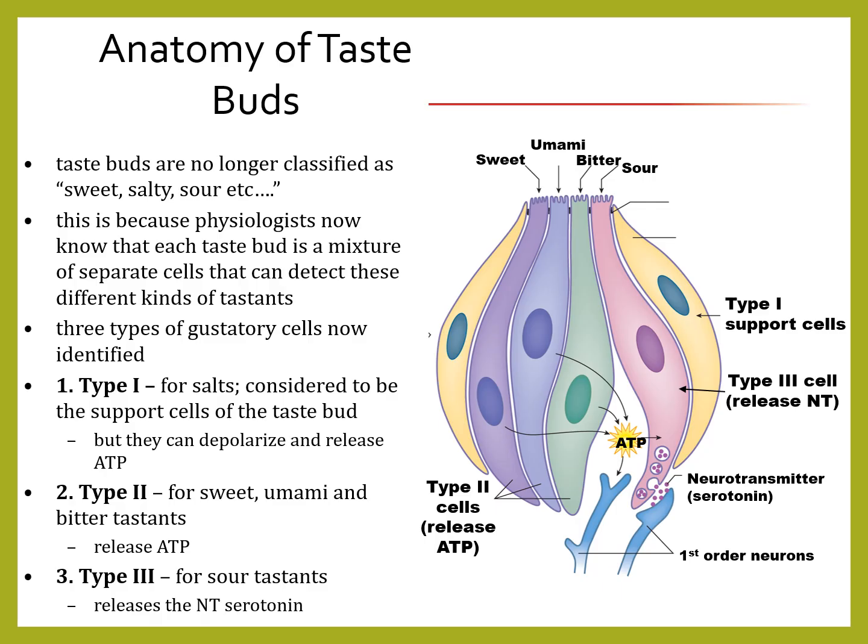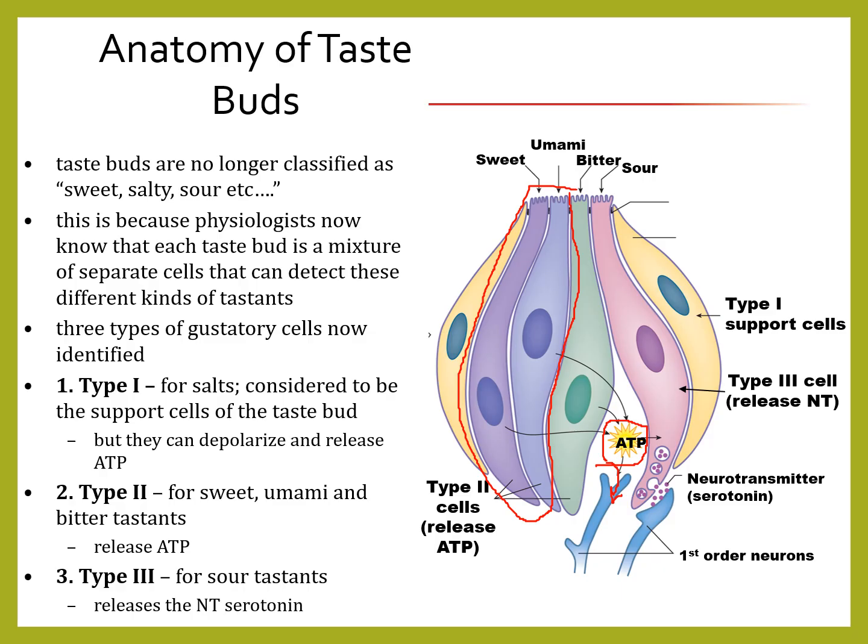In this picture, you can also see type 2 taste cells. These are the ones shown here. They're kind of purple and blue, so I'll circle them right now. These are the ones that are going to bind tastins for sweet, umami, and bitter tastes. Just like the type 1 support cells, they're going to bind these tastins, they're going to depolarize and generate a graded potential, and they're going to release ATP, and this ATP is going to function as a neurotransmitter, binding the downstream neuron in the taste pathway.